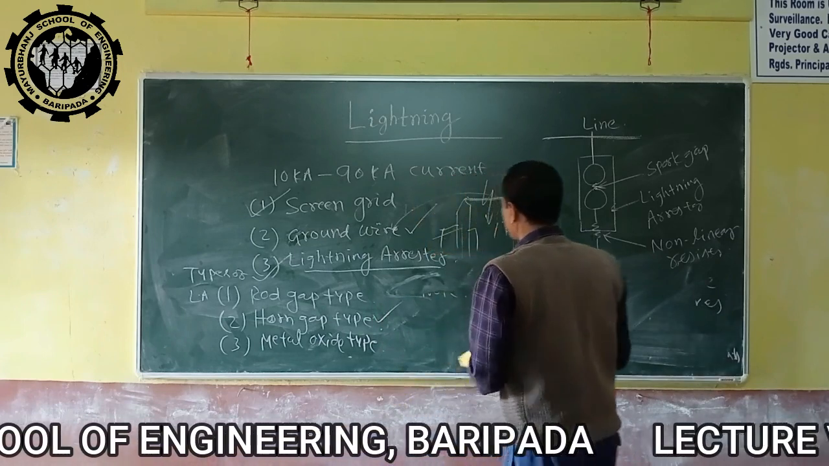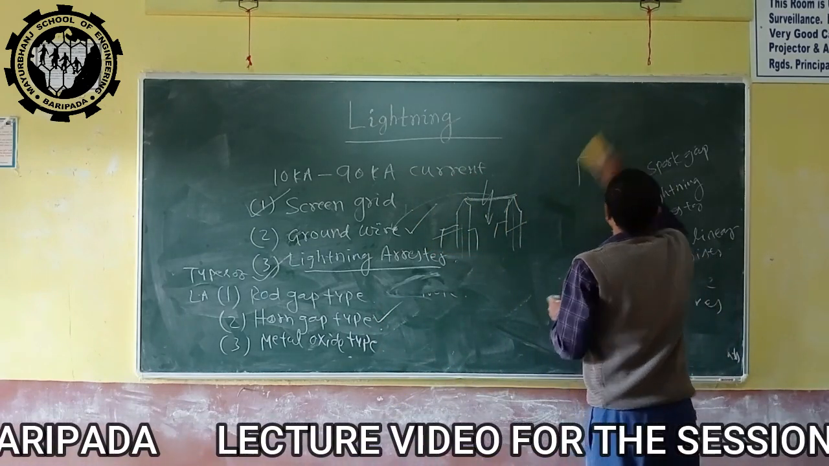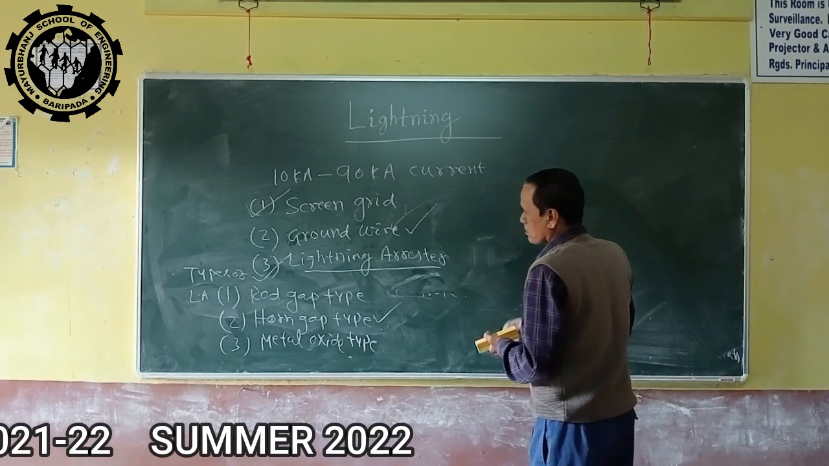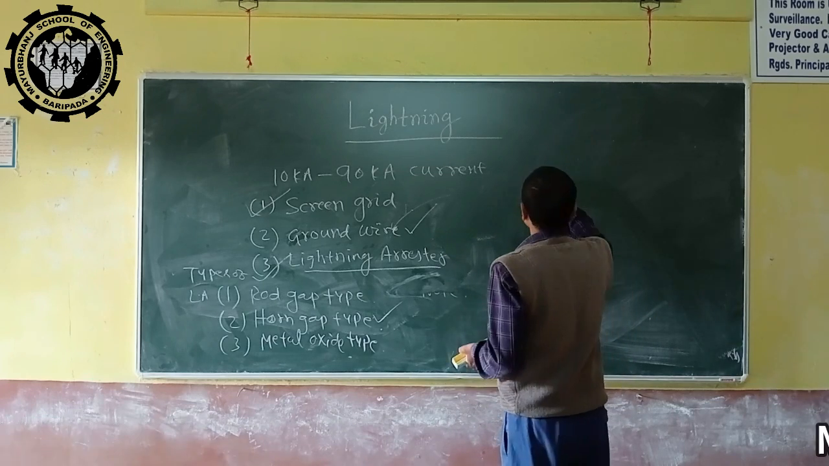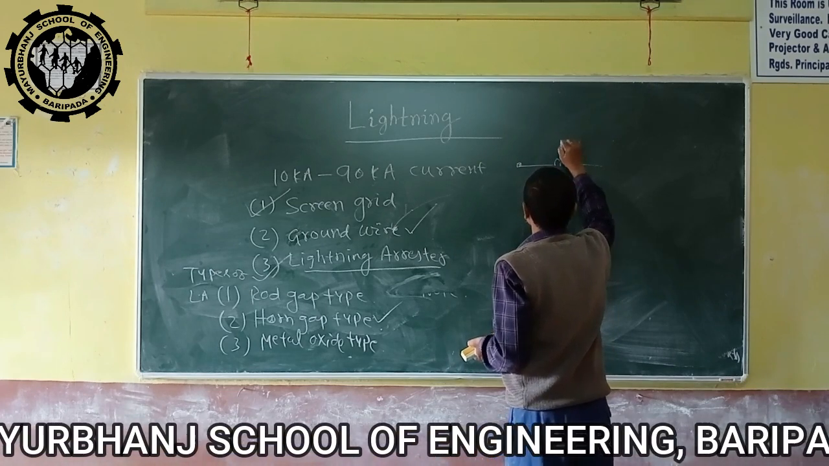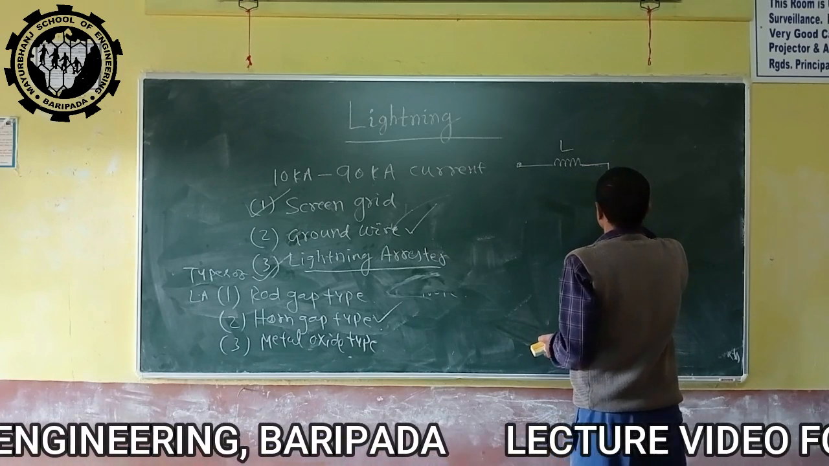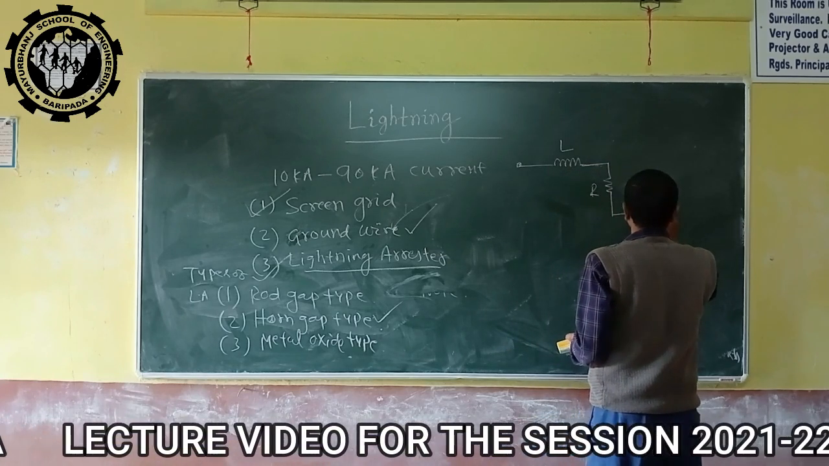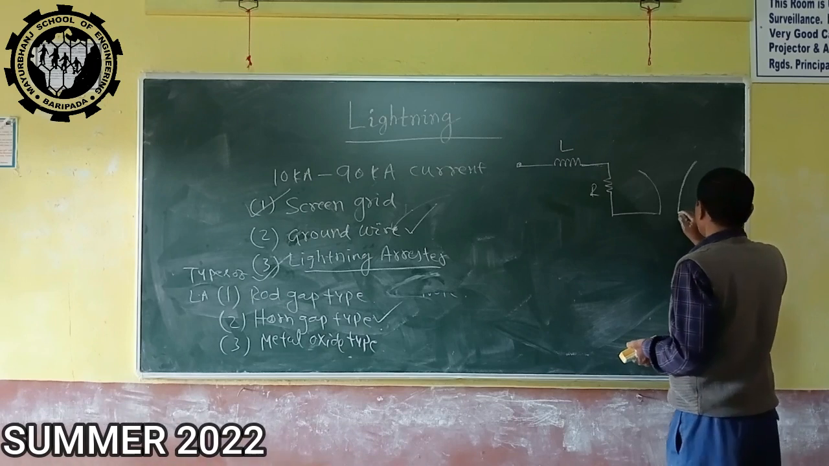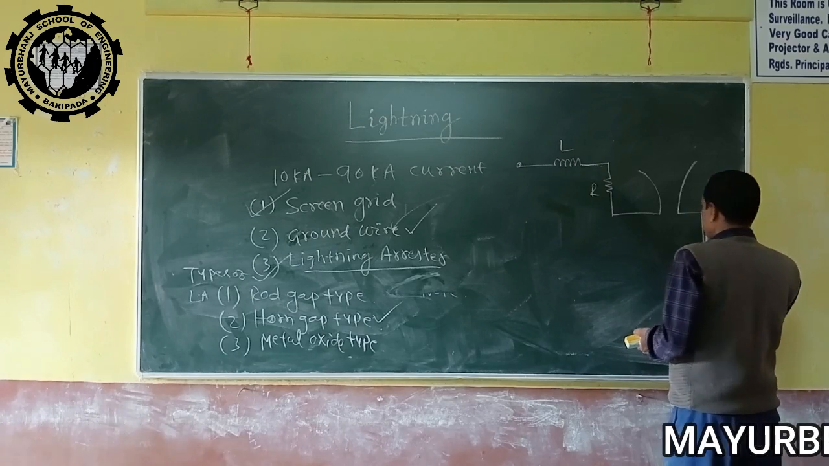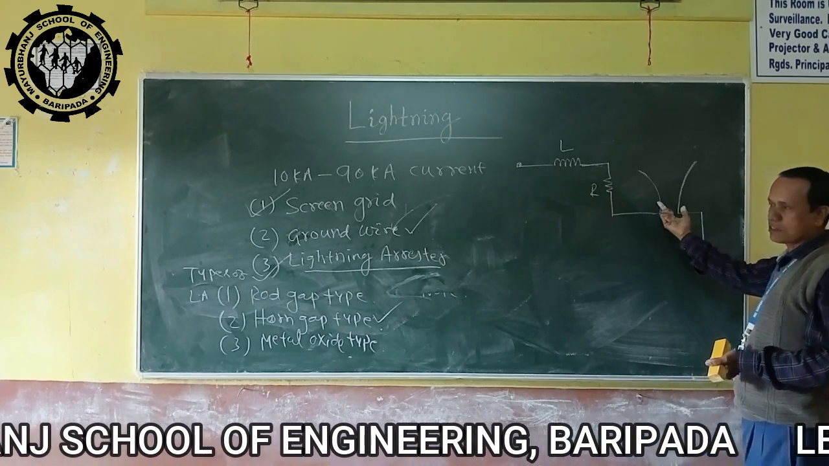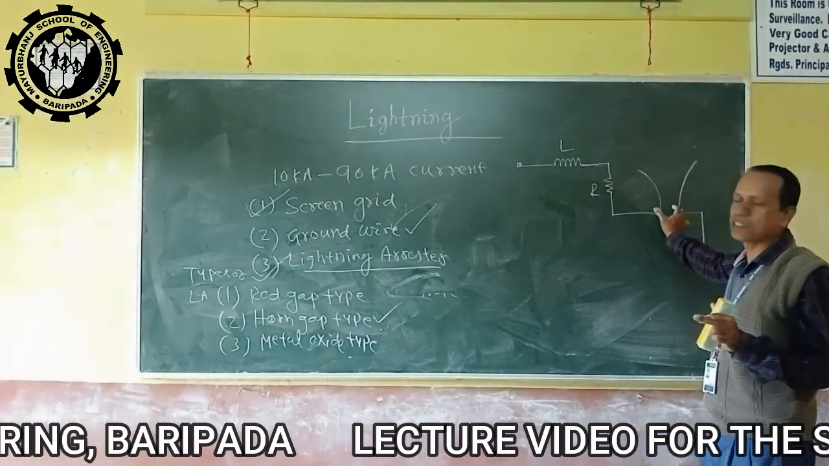First of all, I am drawing the construction and arrangement of the horn gap type lightning arrester. Suppose this is the equipment from where a choke coil is connected, having inductance L and a resistor R, which is further connected with two arcing horns placed over a porcelain base. Between these two horns a small gap is there.